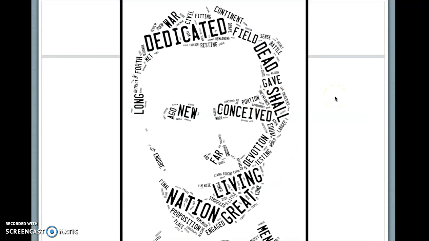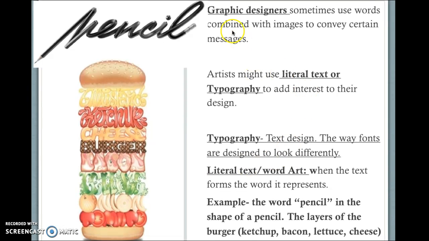So we've used typography last year when we created these self-portraits. We used words that describe us to fit into the dark shapes of our face to represent the self-portrait of us. So that is a form of word art or typography, same thing. A type of artist called a graphic designer might use typography or word art to convey certain messages. So objects combined with text to create logos or t-shirts or other designs that can be printed. So an artist might use literal text or typography to add interest to their design.